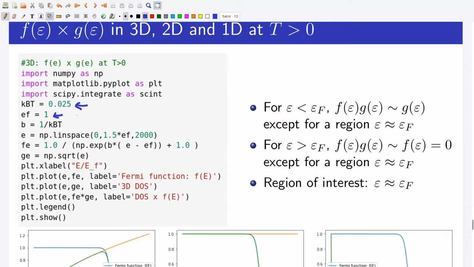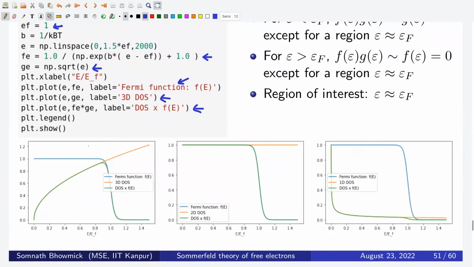We define the Fermi function here, and for a 3D free electron gas, density of states is equal to square root of E. Then we plot energy versus Fermi function, energy versus density of states, and energy versus Fermi function times the density of states. The plots for 3D, 2D and 1D look like this.